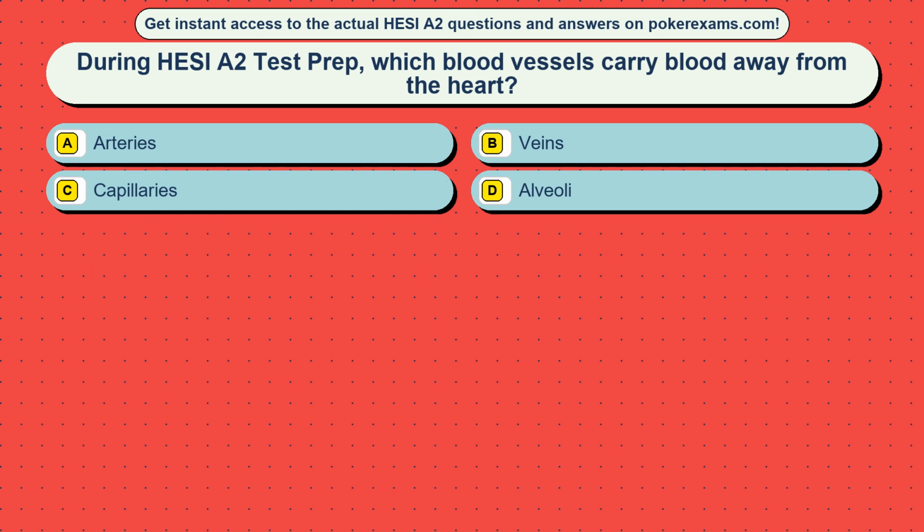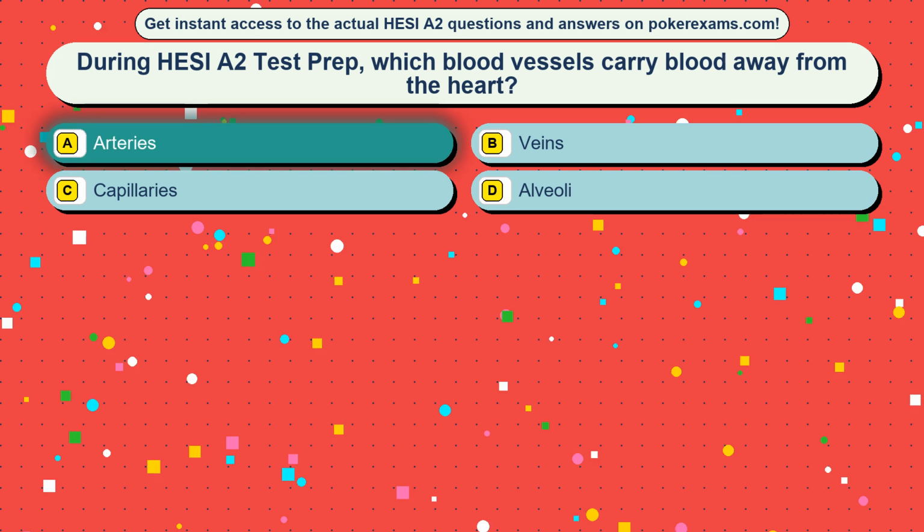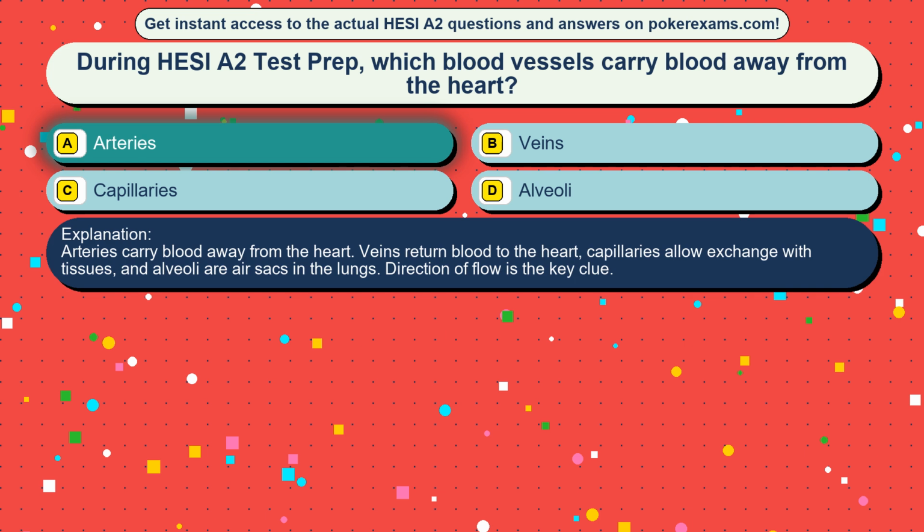Question 21. During HESI A2 Test Prep, which blood vessels carry blood away from the heart? Option A, arteries. Option B, veins. Option C, capillaries. Option D, alveoli. The correct answer is option A, arteries. Arteries carry blood away from the heart. Veins return blood to the heart, capillaries allow exchange with tissues, and alveoli are air sacs in the lungs. Direction of flow is the key clue.